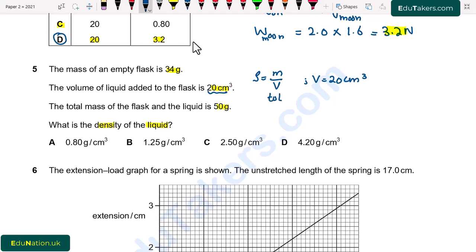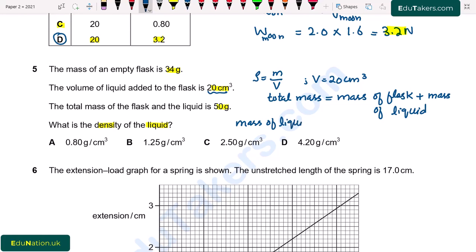It means that total mass will be the sum of mass of flask plus mass of liquid. So here we have to find out the mass of liquid. It will be equal to total mass, which is 50 gram, minus the mass of flask, which is 34. So it will be equal to 16 gram. The mass of liquid comes to be 16 gram.